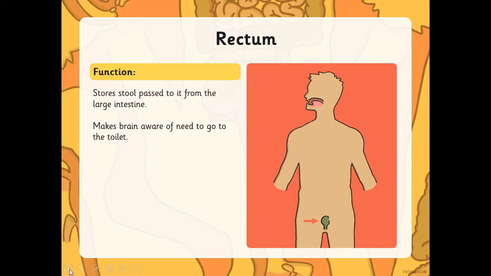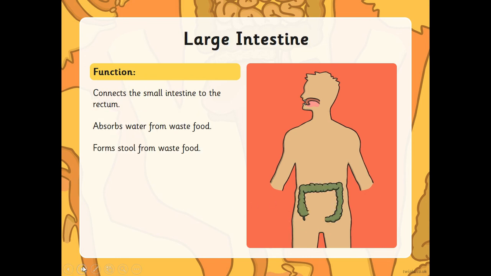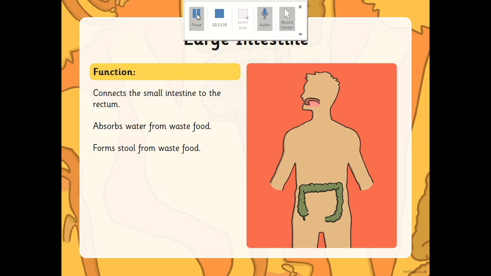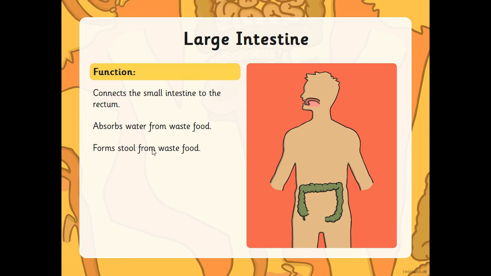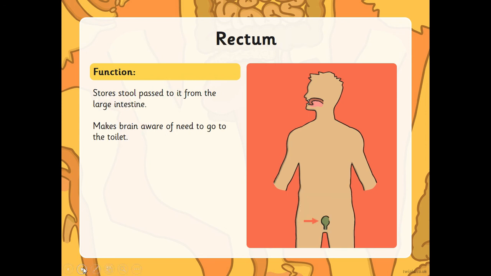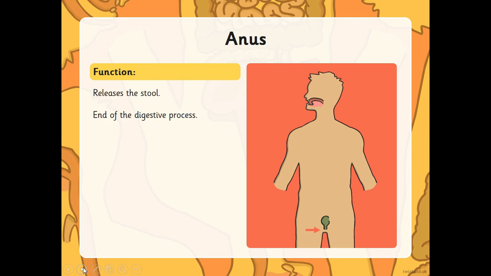So I'll just go back. So we had the large intestine, where the stool, poo, starts to form, which then goes into the rectum. This is where you first feel the need to go to the toilet, and then you've got the anus where it comes out as poo, and that is the end.